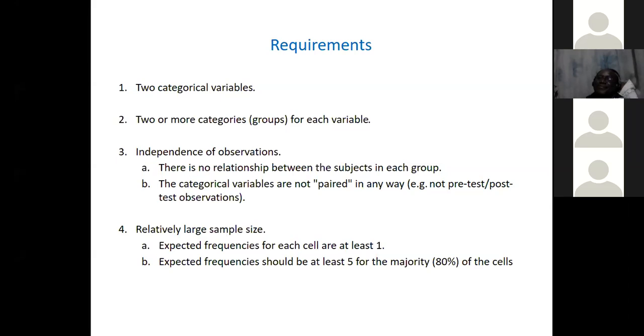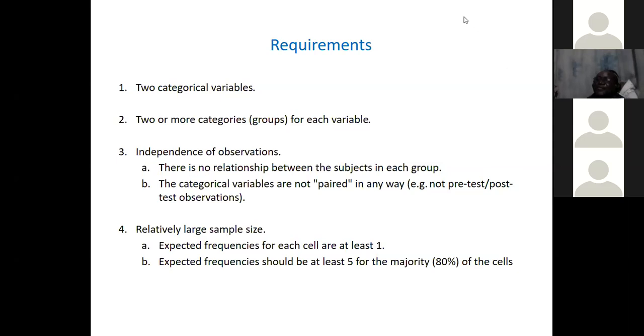The second one: the expected frequency should be at least 5 for the majority, 80%, of the cells. That shows that at least 80% of the cells must have an expected value of at least 5. That is, you can still take an expected value less than 5 in 20% of the cells, but the expected value should not be less than 5 in more than 20% of the cells. I think it's very clear now.